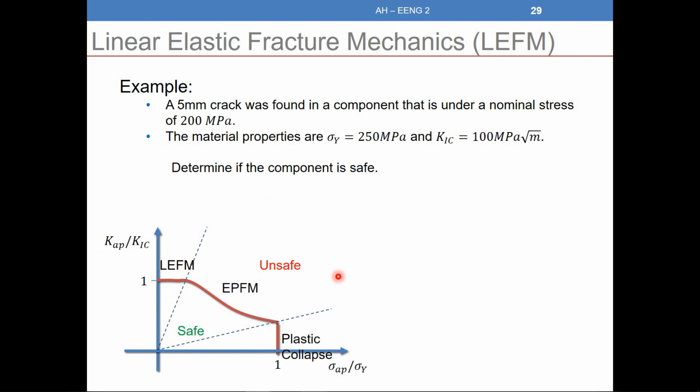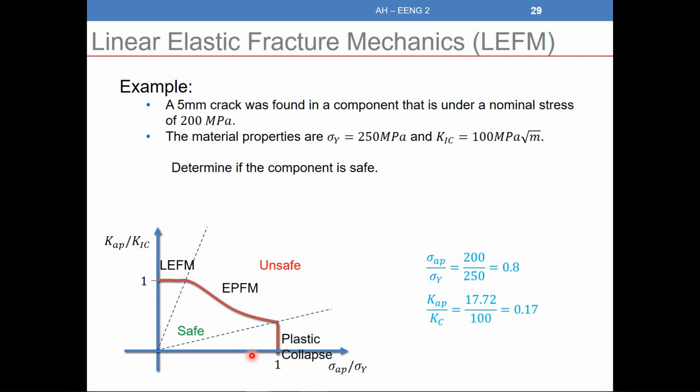When you're using the failure assessment diagram, we need to determine if the component is safe or not. How do we do this? We need to find sigma, the applied stress over the yield strength, and the applied stress intensity factor over the fracture toughness. What's the applied stress here? It's 200 over 250, we find 0.8. How do we find the stress intensity factor? Like we did before, it's sigma square root of pi a. If we do the calculation, we find that the applied stress intensity factor is 17.72. So we divide 17.72 by 100, which is given, and we find 0.17 and 0.8.